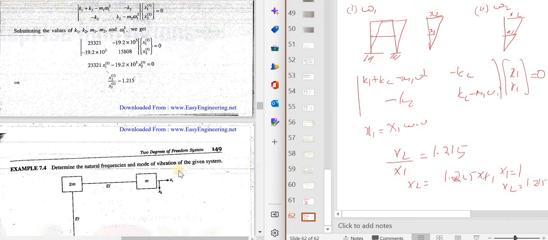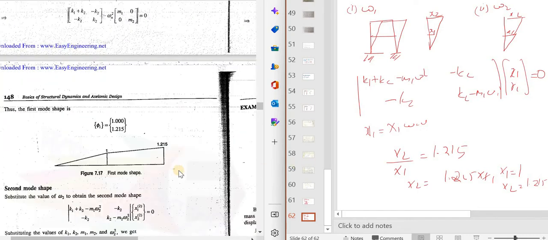So here you can see how the mode shape is drawn. Now it is drawn horizontally, but you can draw like this. When x1 is equal to 1, it's 1. What is x2? x2 is equal to this. So this is 1 and this is 1.215. What is the meaning of that? When the natural frequency is equal to omega 1, this will be my mode shape.